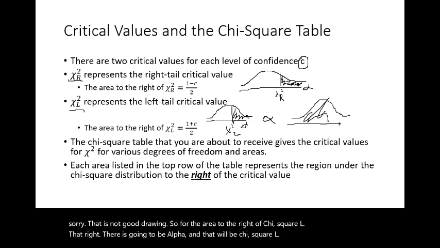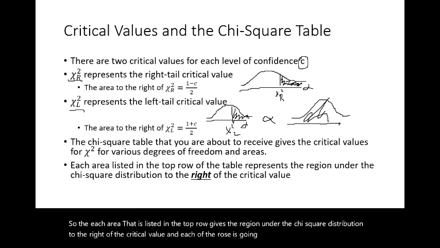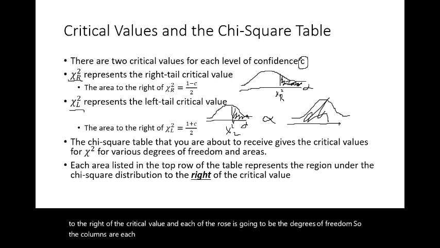So each area that is listed in the top row gives the region under the chi-square distribution to the right of the critical value, and each of the rows is going to be the degrees of freedom. So the columns are each the areas to the right, which are called alpha, and the rows are the degrees of freedom.